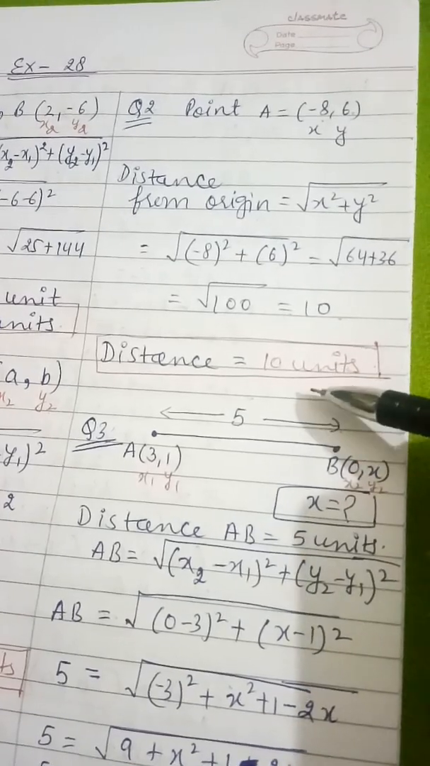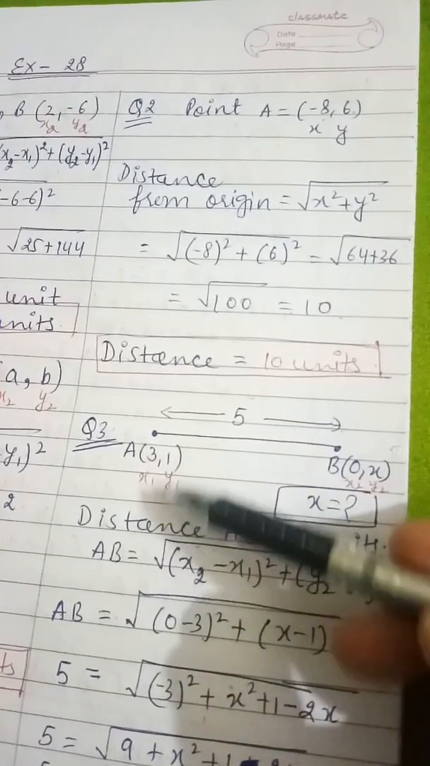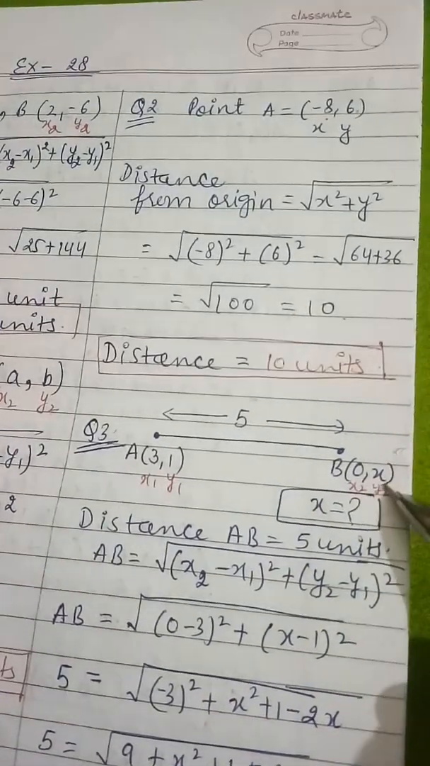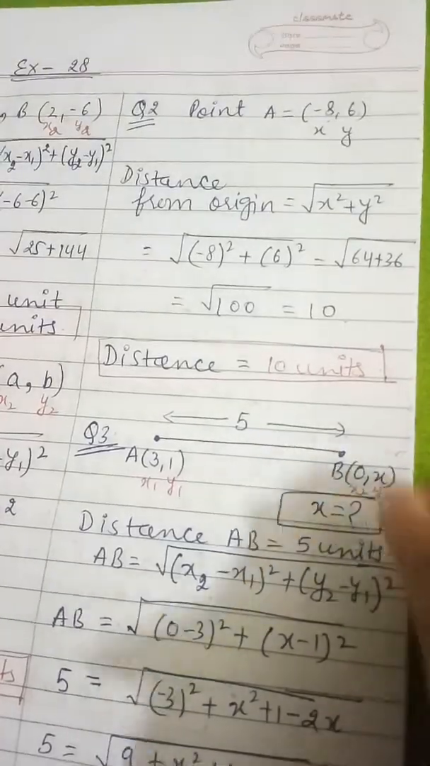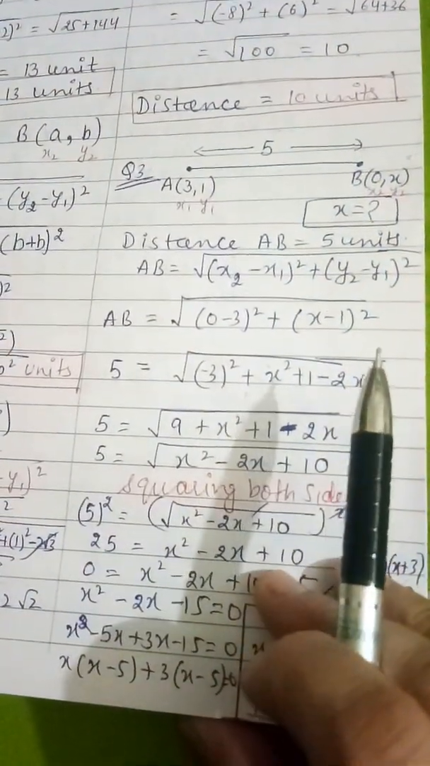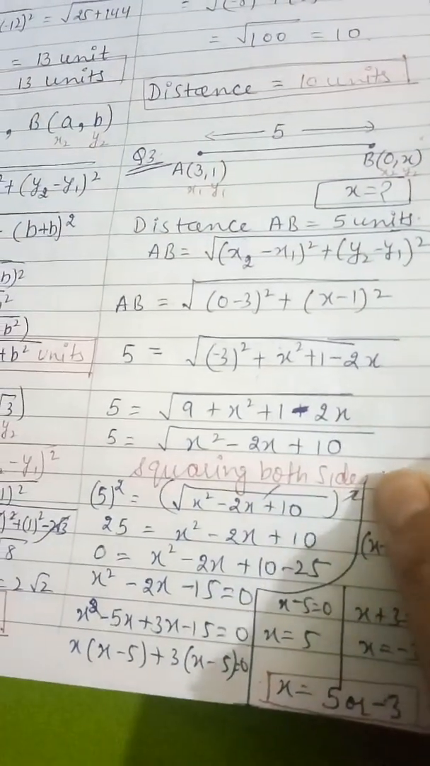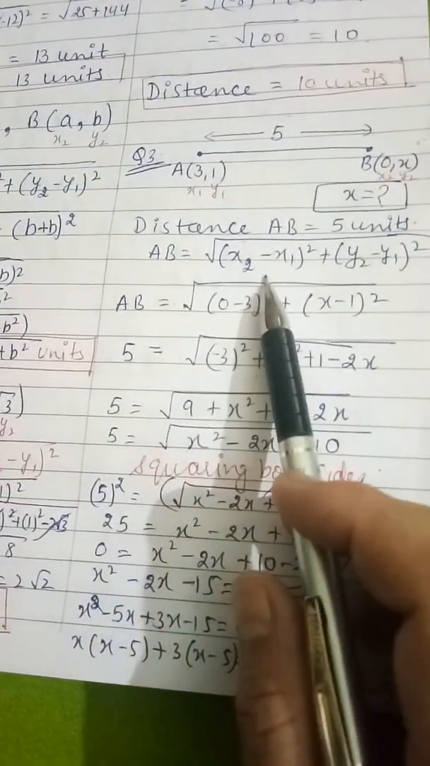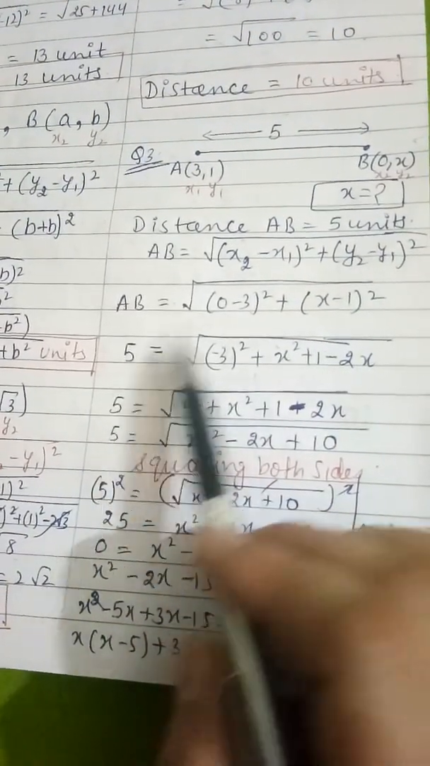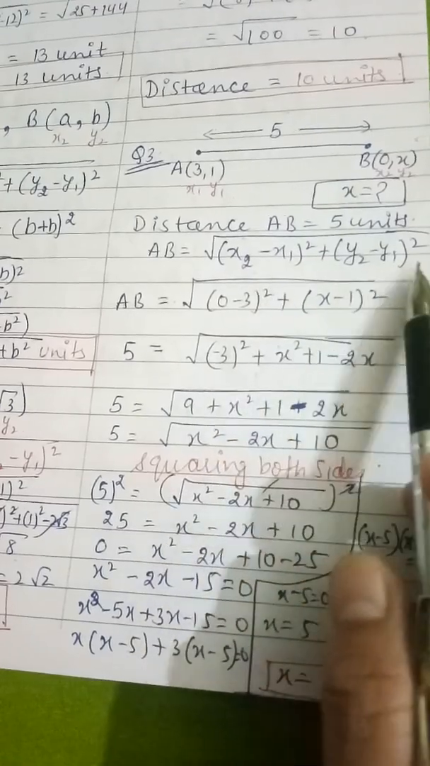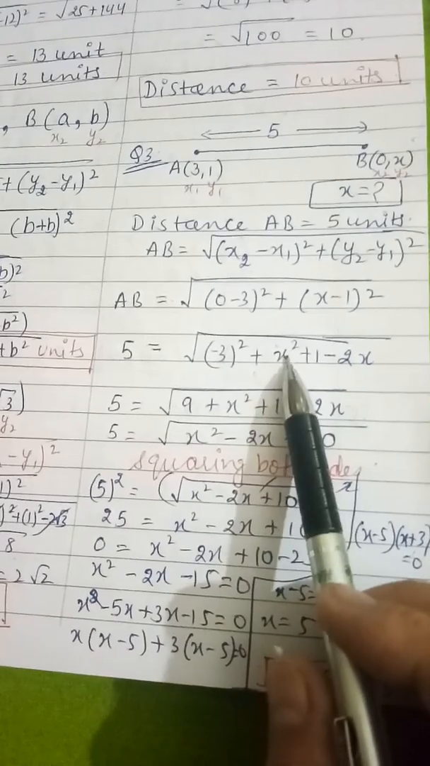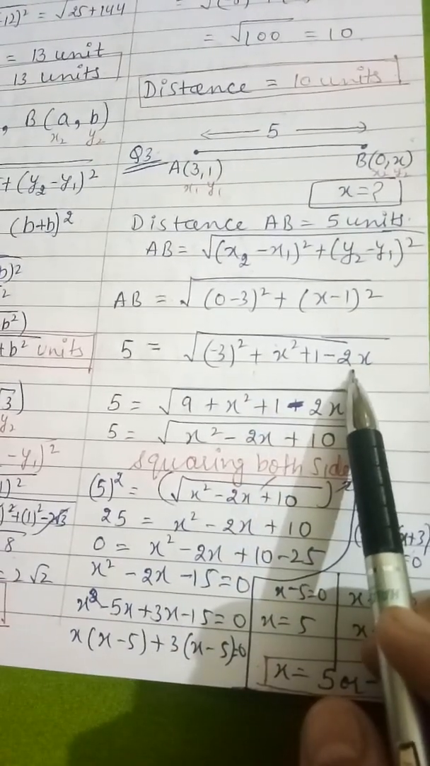Now come to the third question. The distance between the points A and B is given as 5 units, and they are asking you to calculate the value of x. Find x. So you can see here the distance AB is 5 units. Then AB will be root of x2 minus x1 whole square plus y2 minus y1 whole square. The value of AB is 5, put 5, and the values of x1, x2, y1, y2 you can put here. Here you can apply the formula a minus b whole square, that is a square plus b square minus 2ab.